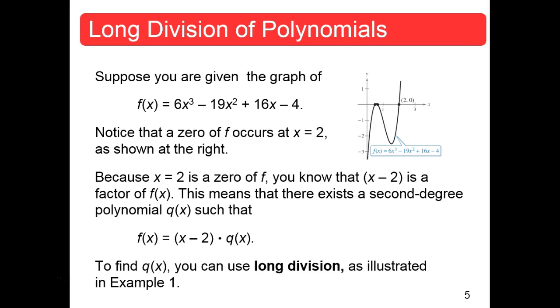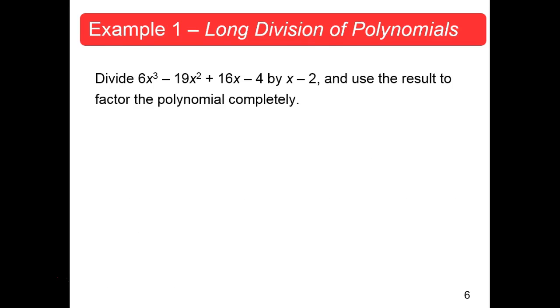Do long division. If these two multiply to give you this, divide f of x, which we know, by x minus 2, which we're guessing, and see if we can get a q of x. So that's why we need to do long division. So let's see if we can do it. That should be example 1. Here it is. Divide that.